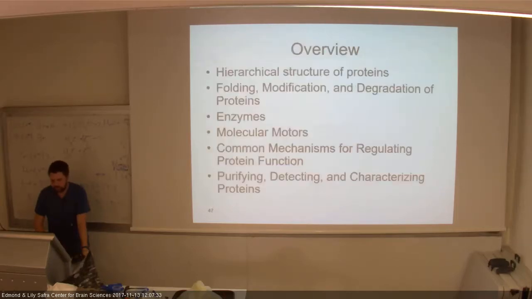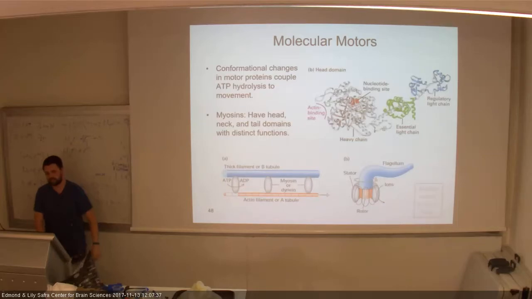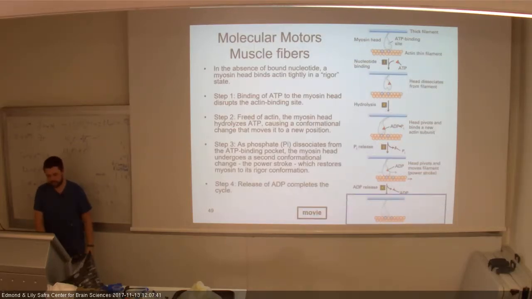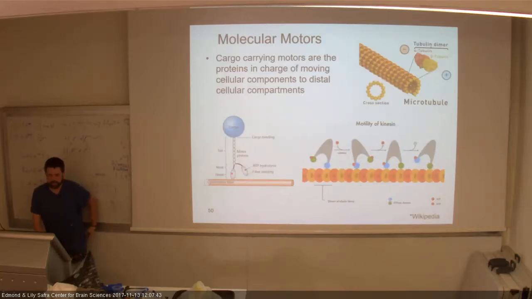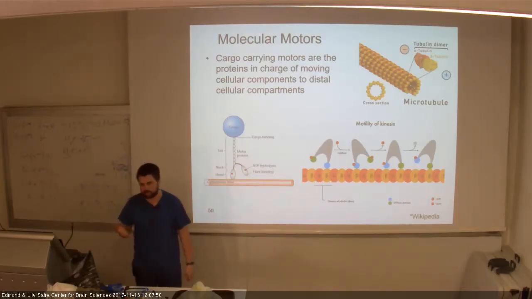Continuing to talk about molecular motors, we described the molecular motors in the function of our muscles. The second type of molecular motors that we're going to talk about are cargo proteins, or motors that ship cargo along the cell.